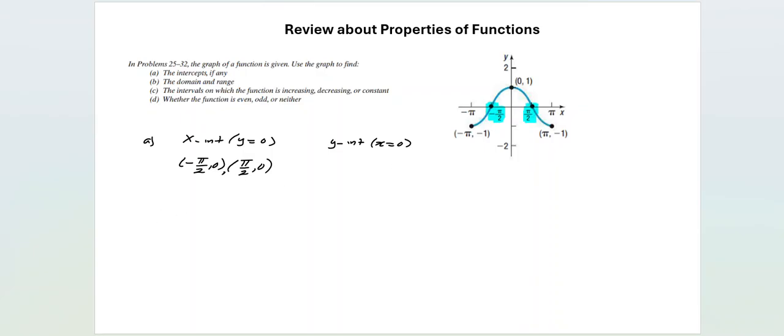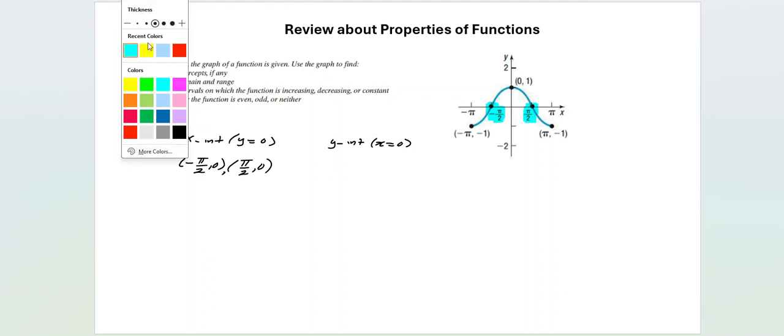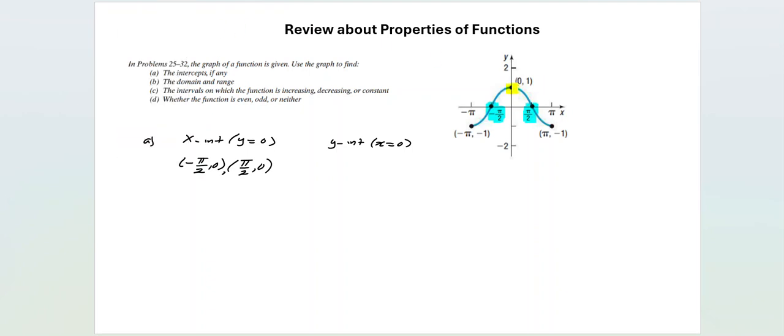Now, y-intercept, of course, the y-intercept are those points where the graph is intersecting the y-axis. So we see how the graph is crossing through the y-axis at this point at 0, 1. So we say that my y-intercept is at 0, 1. Okay, so we found the x and y-intercepts. Now the next they say is the domain and range.